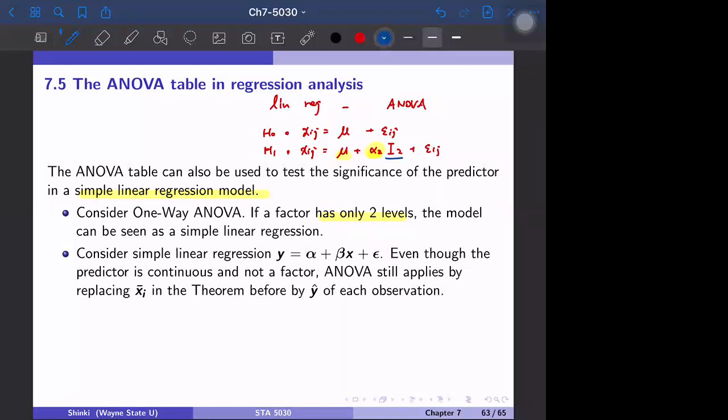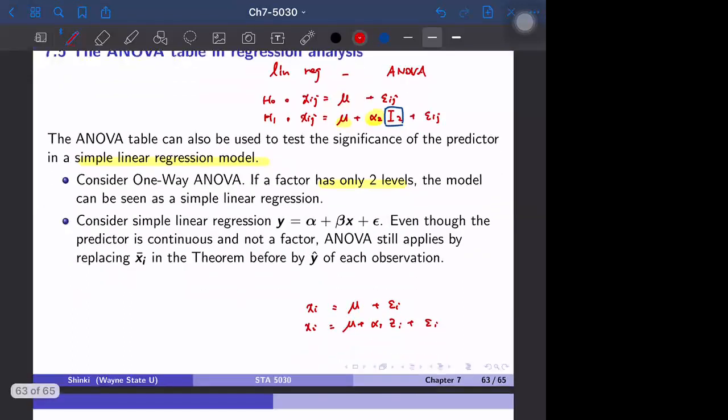But even if this variable is not an indicator in the usual sense, but a predictor in the usual linear regression, that is, x_i equals mu plus alpha 1 times z_i plus epsilon_i, we can still apply the analysis of variance. If we apply the ANOVA table for this one, we have to make some adjustment.